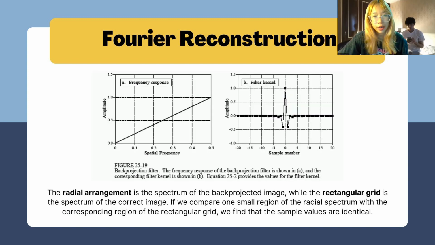The next feature is the graph of frequency response and filter kernel. This is the radial arrangement, which is the back projected image, and the rectangular grid is the correct image. If you compare them, we find that the sample values are identical.